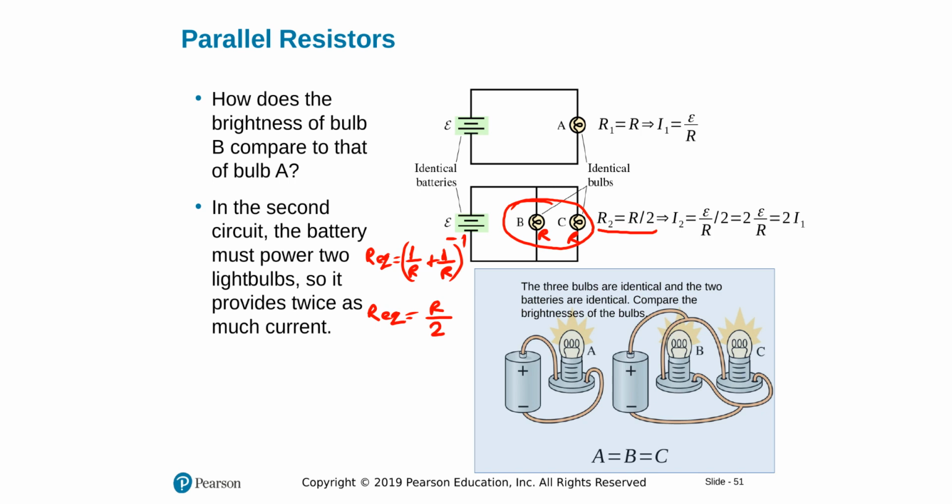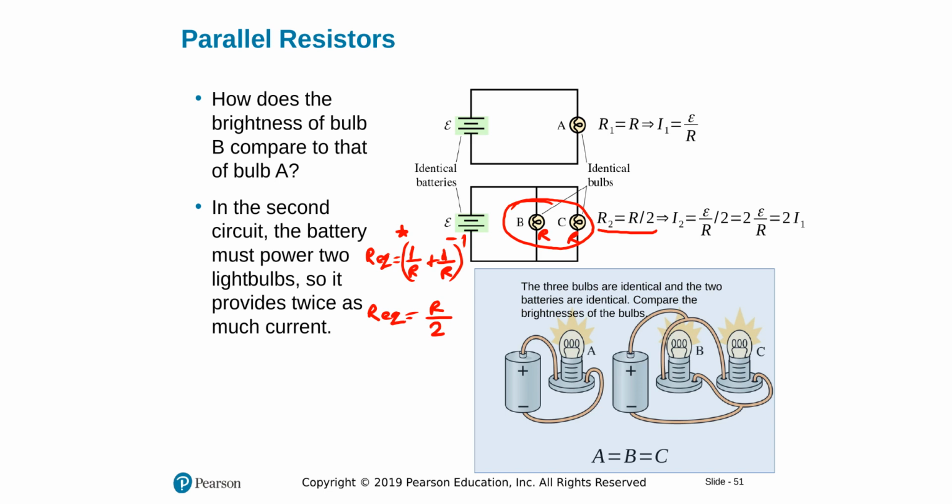If you add two resistors with the same resistance in parallel, R equivalent will be R over 2. With 3, R equivalent will be R over 3. With 4, R equivalent will be R over 4 from this equation. So that's the simplicity there.